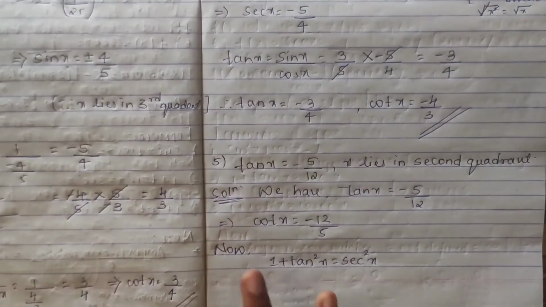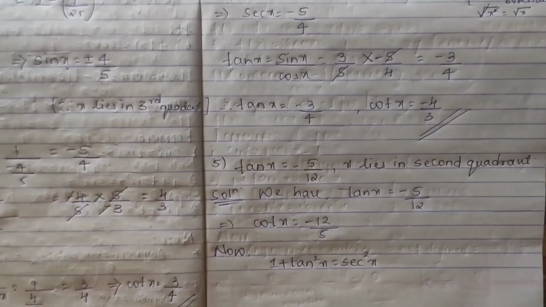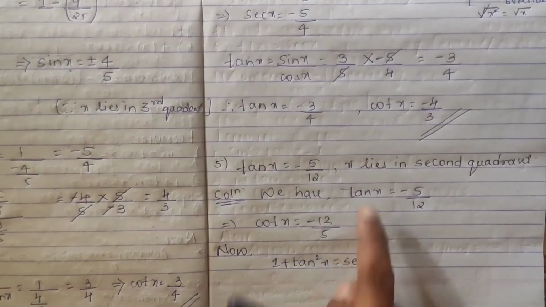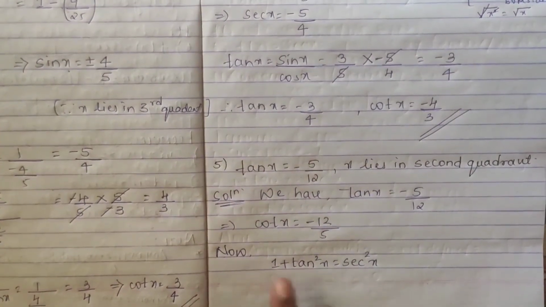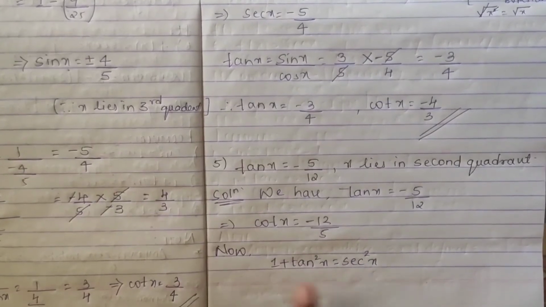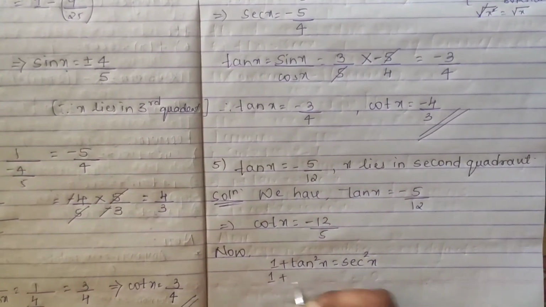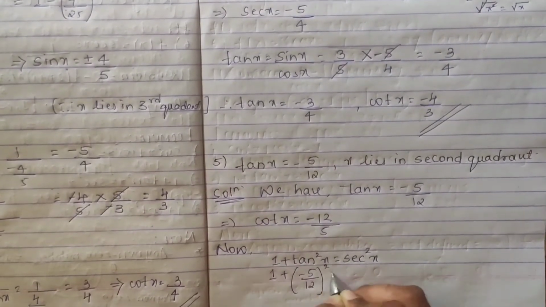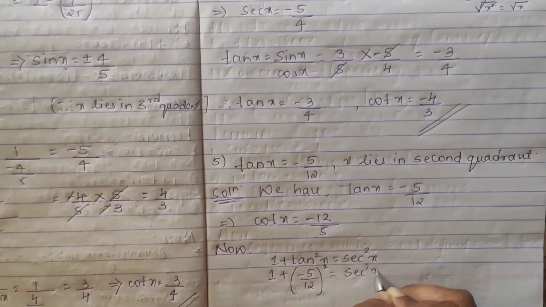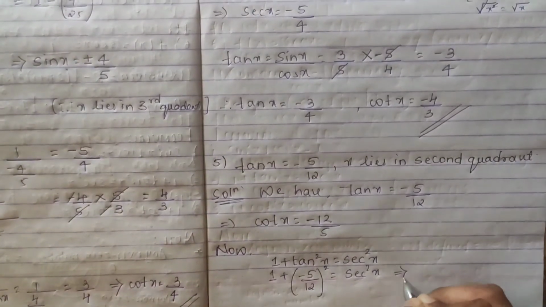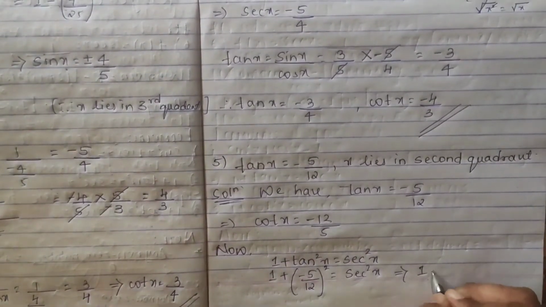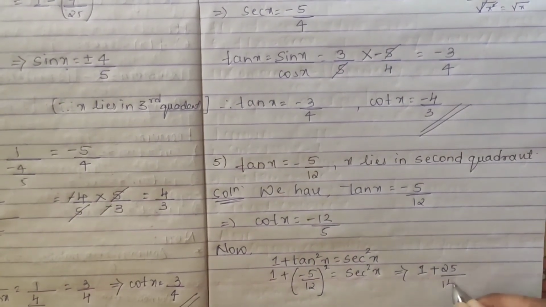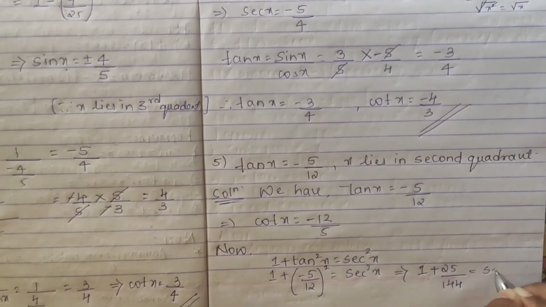Now see, in this, which identity do you have to use? You have to be ready with the identities, learn them by heart. Here they have given tan, so we have this identity: 1 plus tan square x is equal to secant square x. So we will substitute our tan value. Tan, how much have we got? Minus 5 by 12, whole square. From this we will get secant square x. Here only I will write. So 1, this will be plus only, 5 5s are 25, 12 12s are 144. So you get secant square.